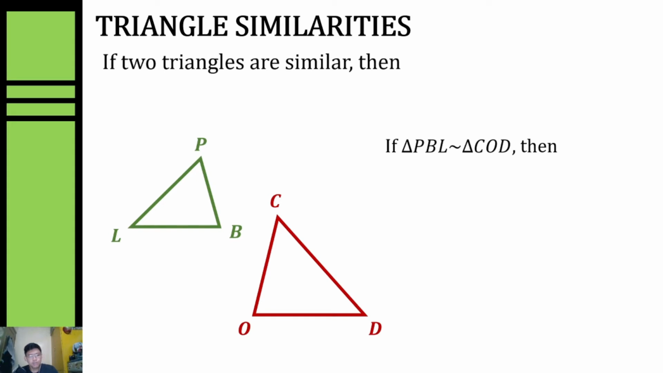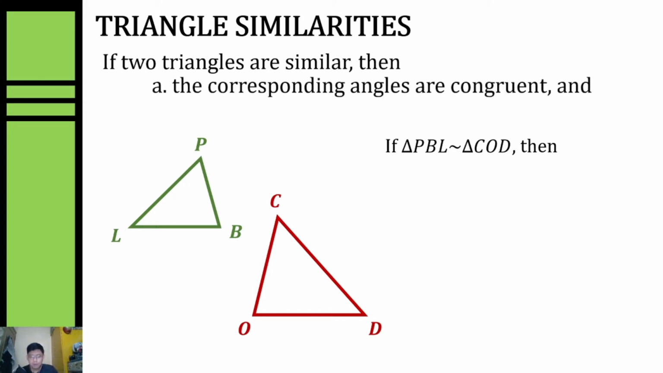So let's talk about triangle similarities. If two triangles are similar, let's have an example. If triangle PBL is similar to triangle COD, then it must satisfy the following conditions. First, the corresponding angles are congruent. So angles must have the same measurement. So we have angle P is congruent to angle C, angle B is congruent to angle O, and angle L is congruent to angle D.